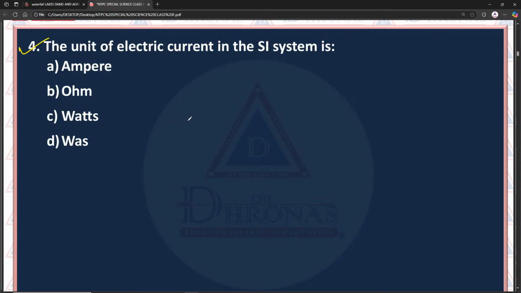Question number 4. The unit of electric current in SI system. SI system में electric current का unit क्या है? What is the unit of electric current in the SI system? Hi Vipasha. Yes, the unit of electric current in SI system is ampere. Correct.